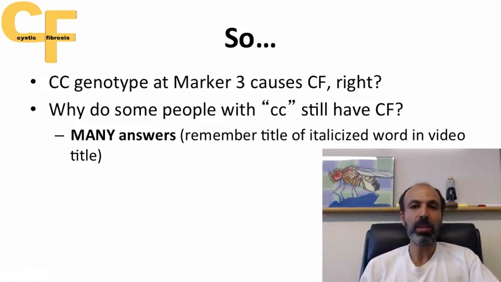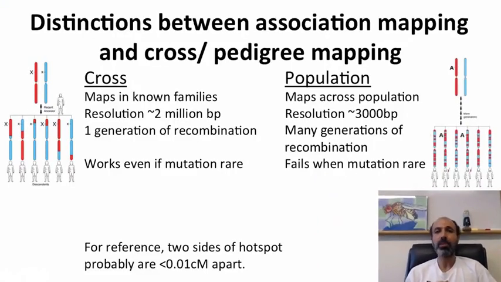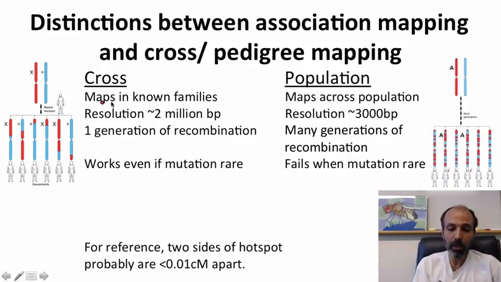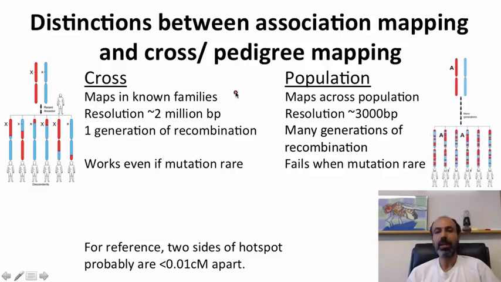Now let me conclude this video with just a quick recap. This is showing you the distinctions between association mapping in a population like we just did, and the cross pedigree mapping as we've done in previous videos. Now with a cross, you're mapping in known families, so you're taking individuals that, for example, are carriers and seeing what happens when they have kids with individuals that have the disease, or maybe carrier with carrier.